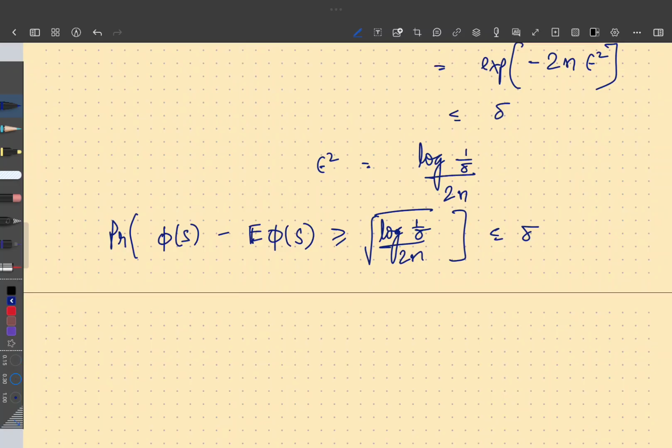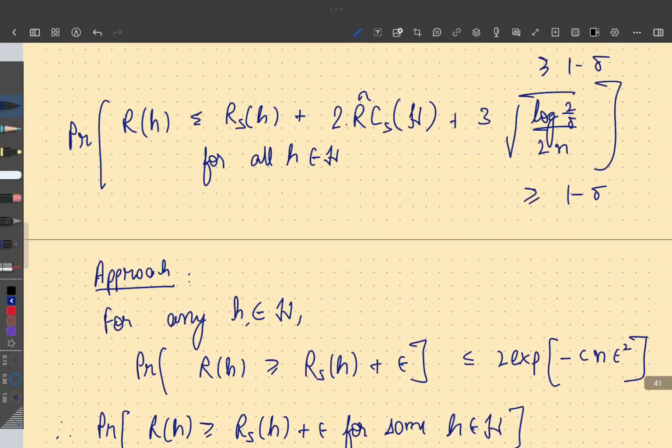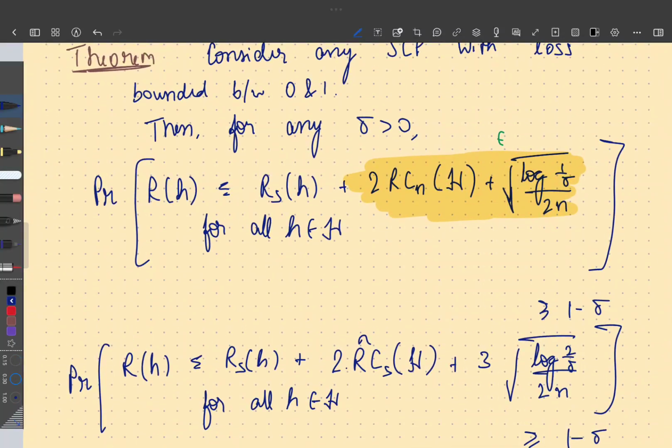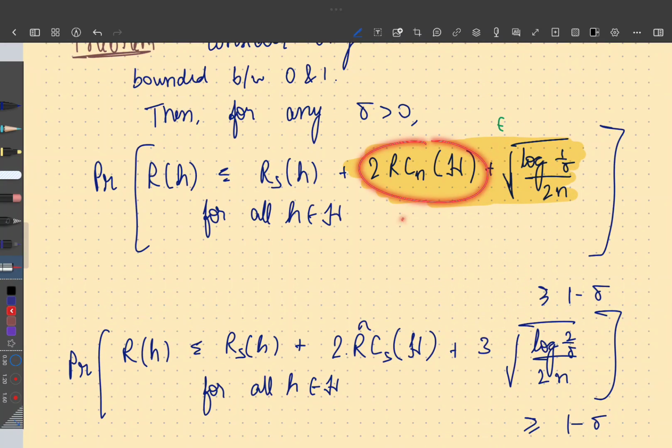So if you go back to what we were trying to do over here, this is the result that I ultimately want to show. This second term basically comes from the concentration. So this remaining term should be some bound on the expectation of the supremum over h of R of h minus Rs of h. So this quantity is an upper bound for the expectation of phi of S, and in fact this quantity is your epsilon.